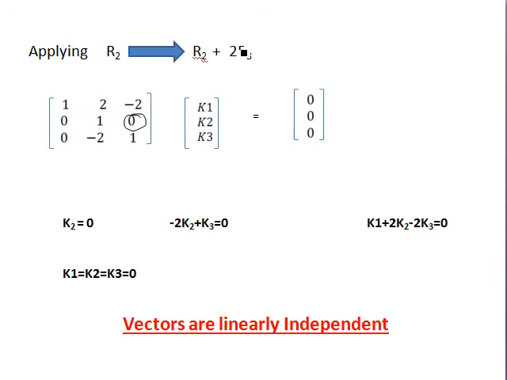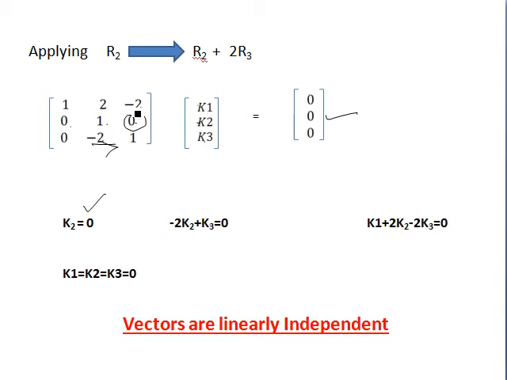So R2 equal to R2 plus twice R3. So we have got this matrix. So from this, 0k1 plus 1k2 plus 0k3 is equal to 0. This indicates that k2 is equal to 0. So from the third row, 0k1 minus 2k2 plus k3 is equal to 0. So from this, k2 is already 0, we got k3 as 0.